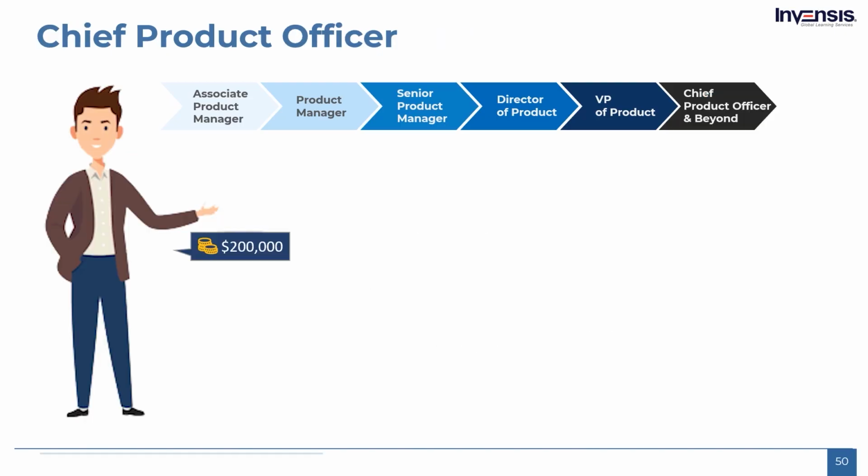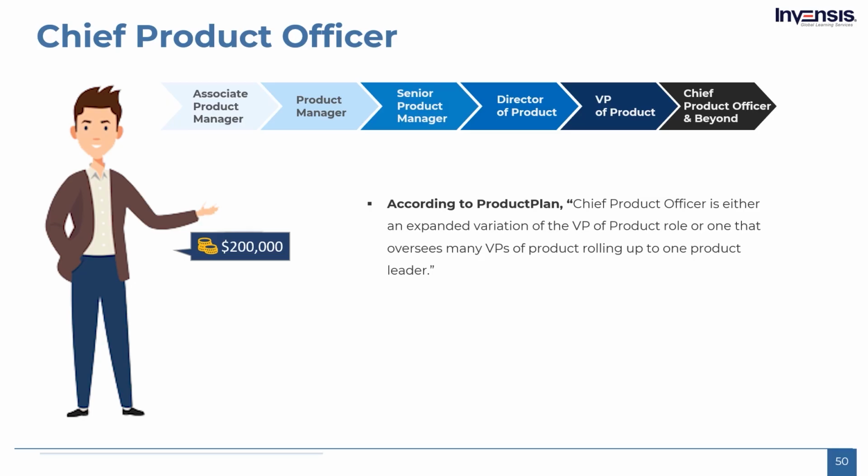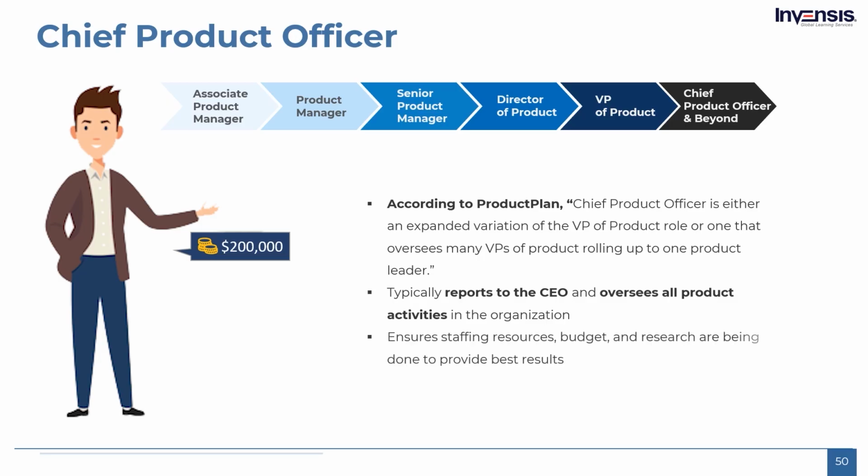Lastly, we have a Chief Product Officer. CPO is the next logical step for an experienced VP of product. The role typically reports to the CEO and oversees all product activities in the organization, making sure staffing resources, budget, and research are being invested in the areas that will provide the combined best benefit. All these come as the responsibilities of a Chief Product Officer. While the average base salary for a CPO is just under $200,000, total compensation packages can reach much higher with annual bonus and stock options.